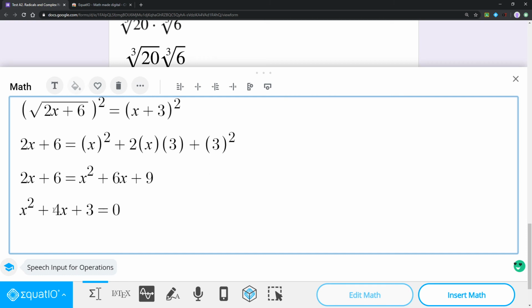Now, factoring. If you guys have already done a test on factoring, you're probably okay. But if you want to show your list of factors of your C term, you could enter them in the right column and do 1, 3, and there aren't any others in this case. If you want to do that, you can. So I'm going to have an x with a 1 times an x with a 3 equals 0. Their signs are going to be plus plus.